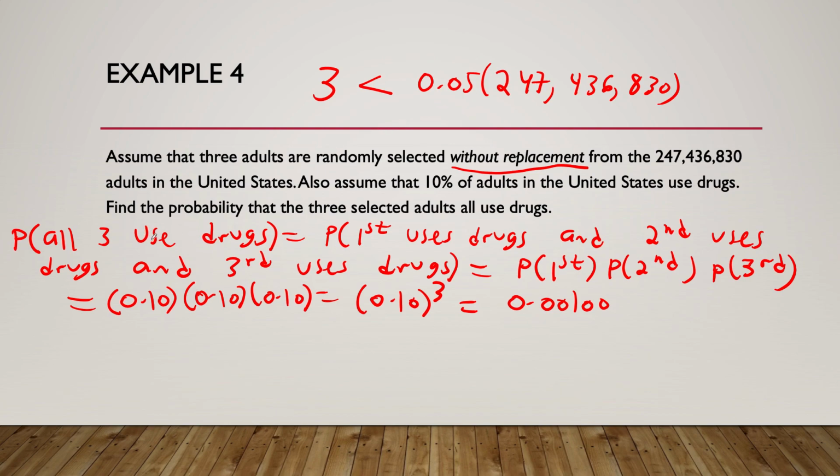So from this, probability all 3 use drugs is the same thing as probability the first uses drugs, and the second uses drugs, and the third. And since all those are independent because 3 is less than 5% of the population size, we could just multiply all those probabilities. So probability of the first times the second times the third. So 0.10 times 0.10 times 0.10, or 0.10 to the third power. That's 0.001. So 1 thousandth.